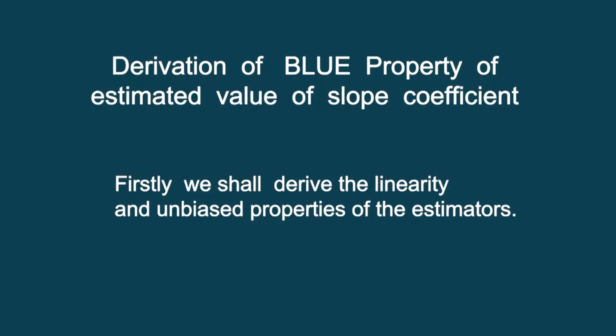The slope coefficient which we derived in the last model using the method of least squares has to satisfy the property of linearity, the property of unbiasedness, and minimum variance, and only then can we say it is the best linear unbiased estimator. And that is how we go for the BLUE property of an estimator. We start with the first 2 cases, that is, the property of linearity and unbiasedness.